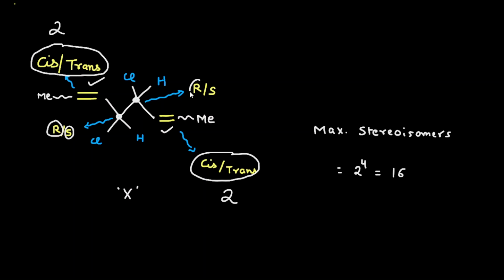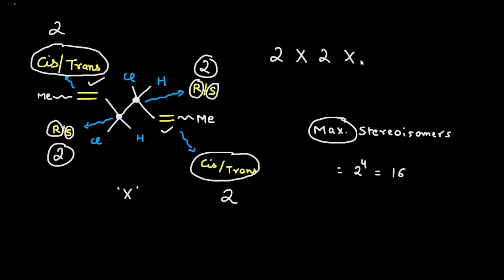One you can call as R and the another you can call as S. So here also there are two possibilities. Here also there are two possibilities. So once you realize that there are four positions which can give rise to two possibilities each, the maximum number of stereoisomers which you can obtain is 2 into 2 into 2 into 2, that is 16.